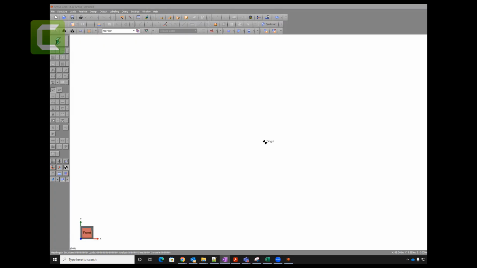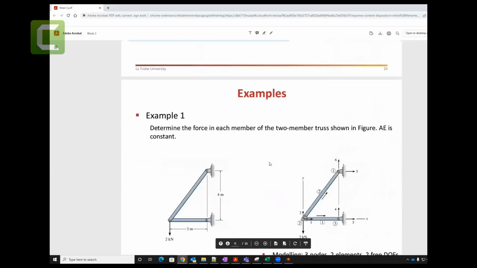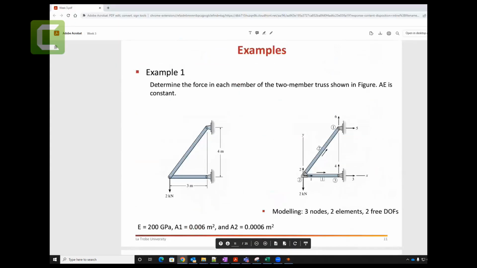Okay, now you remember that we did these examples. Let me show you those examples here. Basically this example is determining the force in each member of the two-member truss shown in the figure. We calculated the displacement, the reaction force, and the forces in the members. We can do everything in the Space Gass software with you, and we can verify our answers with the Space Gass software.